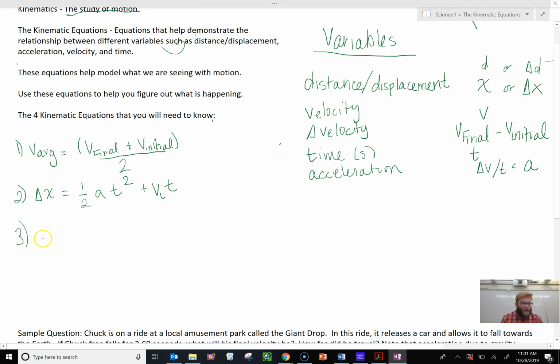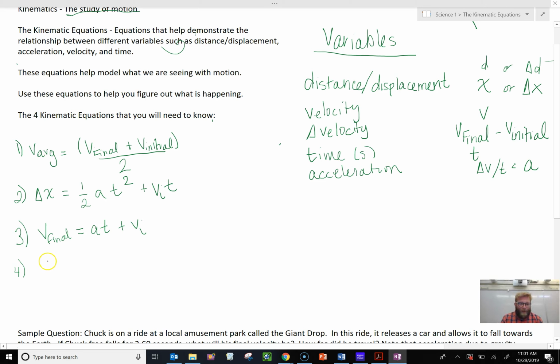Our next equation that you guys are going to be using is v final. Say I need to figure out the final velocity of something. So the final velocity will be equal to your acceleration times time plus your initial velocity. Okay, and then our final equation is another way to find final velocity if, say, you don't know how much time it took to get there.